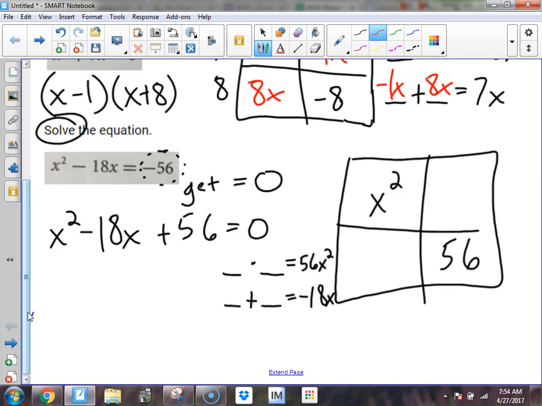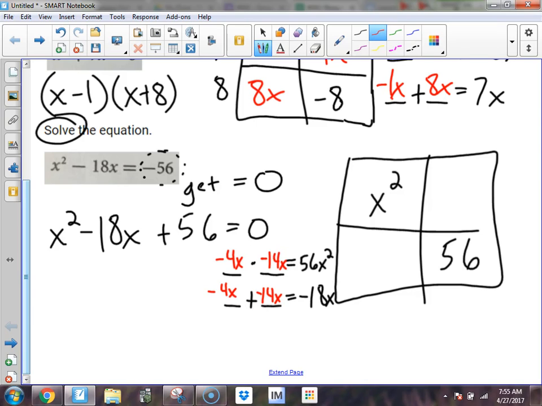This one is negative 4x and negative 14x. Negative 4x times negative 14x equals 56x squared. Like I said, a calculator will be very helpful. Negative 4x plus a negative 14x does give me negative 18x. It's going to be a lot of trial and error. Try this, see if it works. It doesn't. Try this, see if it works. It does.